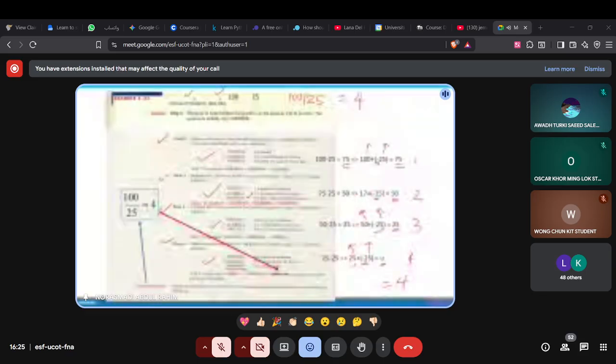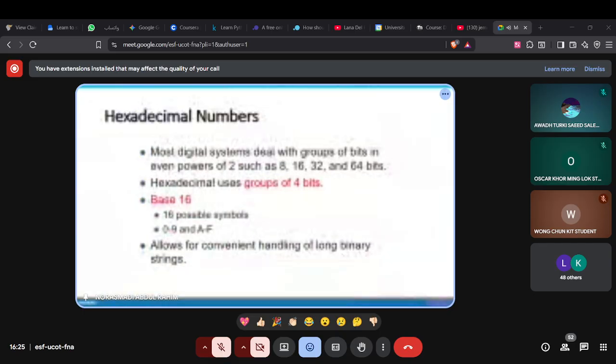Okay. That's for the subtraction, division, multiply, and addition. So any question for this part? If you have any question, you can ask me before we go to the next, hexadecimal and octal.